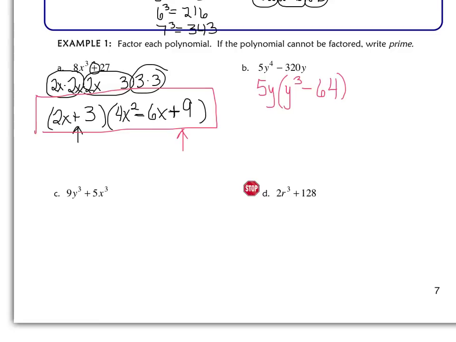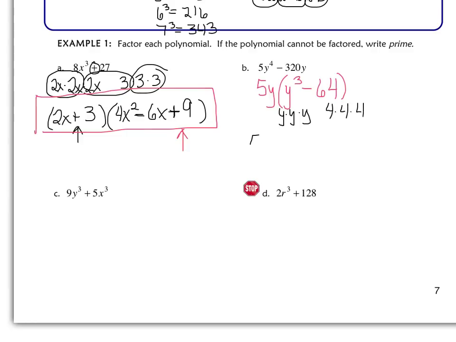Once you factor something, you always have to double check and make sure that nothing else can be factored out of each factor, that they're prime. So hopefully you also see that the second term here, y to the third minus 64, is a difference of 2 cubes. So we're going to break it up into y times y, and then 64 is 4 to the third, so it's 4 times 4 times 4.